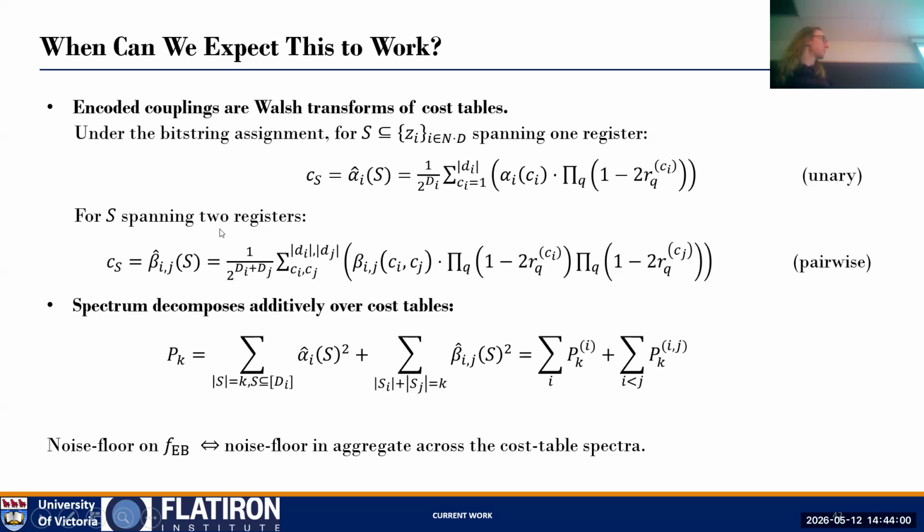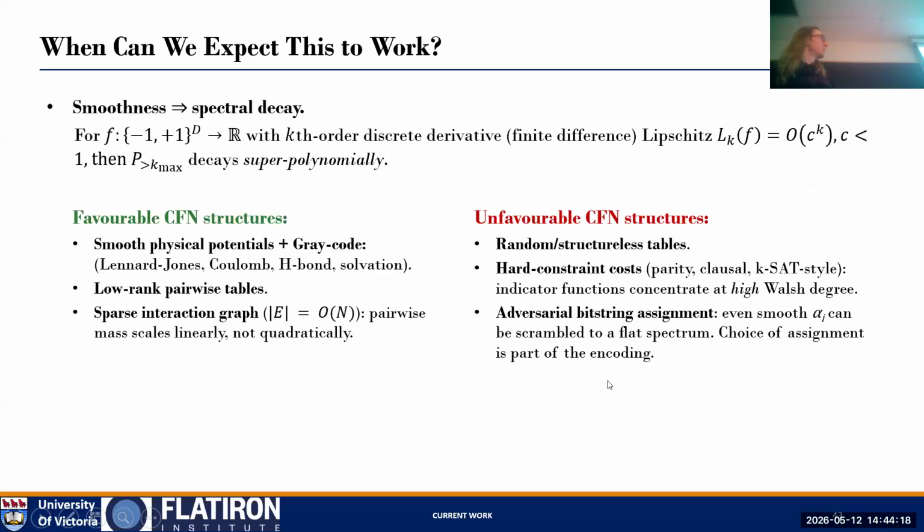It's true for subsets of variables spanning two registers, so that our spectrum decomposes additively over our cost tables. And the noise floor condition on the exact binary encoding is then equal to the noise floor in aggregate across the cost table spectra. Only when our underlying cost function tables are smooth in some sense can we expect there to be spectral decay. So high power in low degree modes, low power in high degree modes.